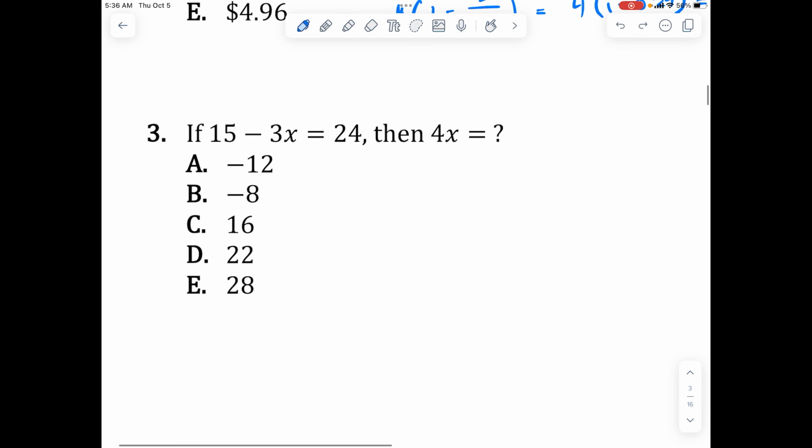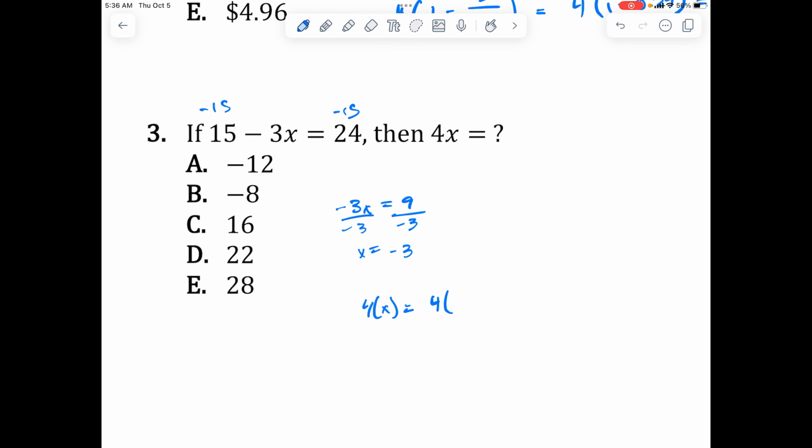If 15 minus 3x equals 24, then what is 4x? Let's first find out what x is. Minus 15, so we get negative 3x equals 9. That means if we divide both sides by negative 3, x is going to equal negative 3. So if I want to find 4 times x, that'll give me 4 times negative 3, which is going to be negative 12.